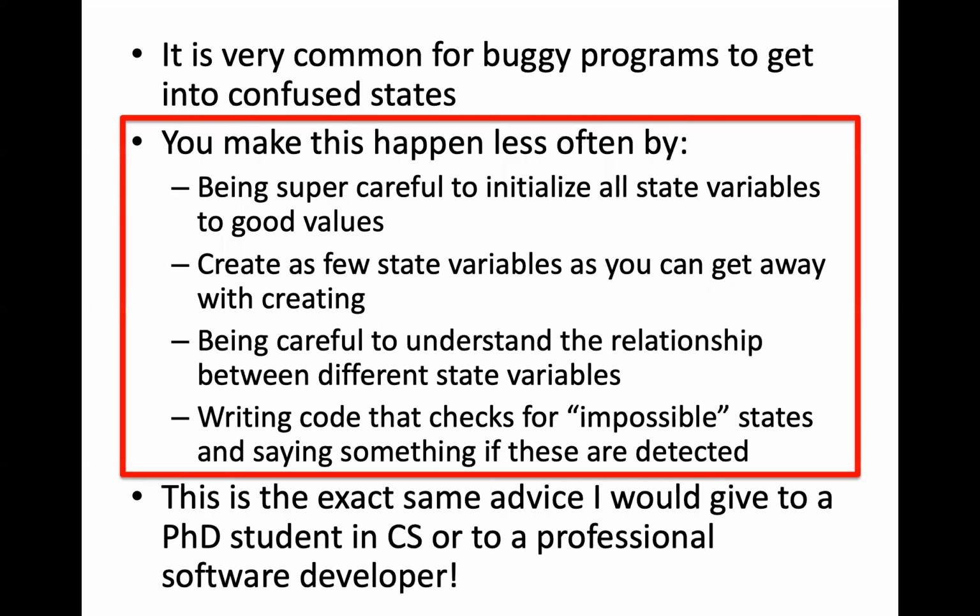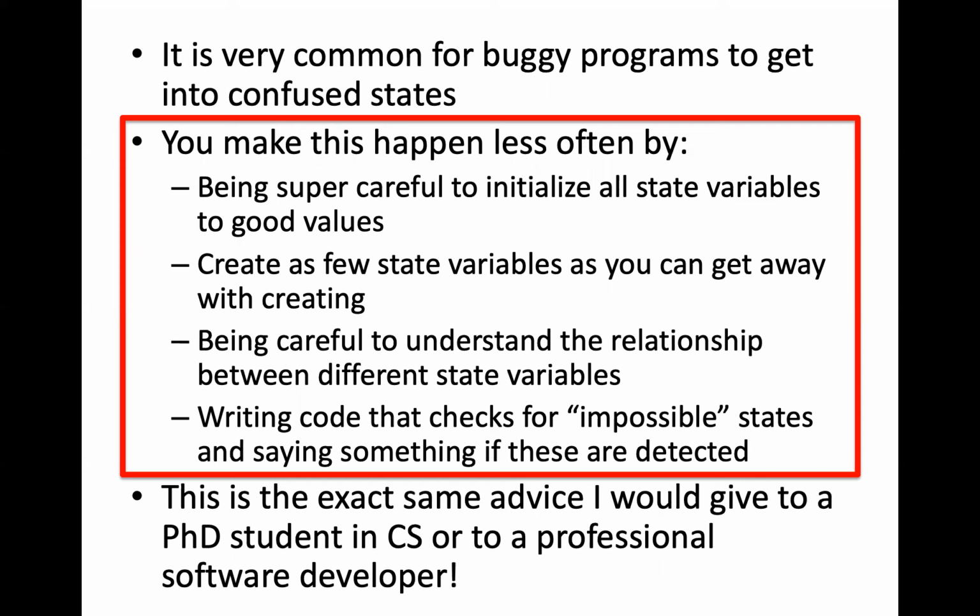So it's super, super common, as I was trying to show in a previous slide, for buggy computer programs to get into confused states. That is to say, the state variables are in some collection of states where the program just can't proceed. Things just don't make sense. Like maybe your game has -77 lives left, and your game just gets confused. So how do you make that happen less?